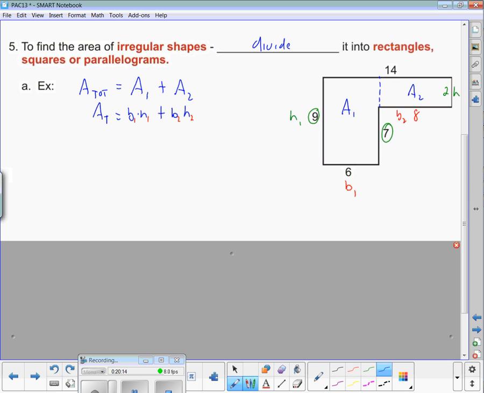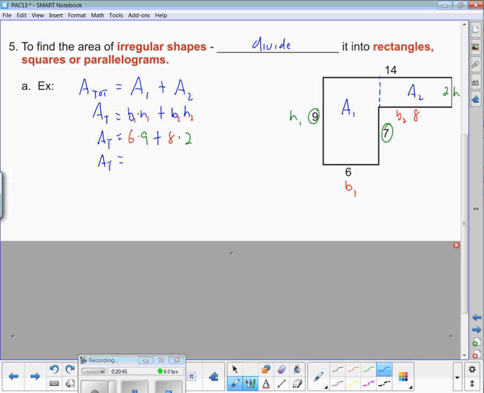Okay, now it's just simple substitution. Base of area 1, 6 times height of area 1, 9 plus base of area 2, 8 times height of area 2, 2. Does that make sense? We're just doing 2 things at once. It's 2 rectangles. It's 2 problems in one. See how orderly the work is? This is how your work should look.